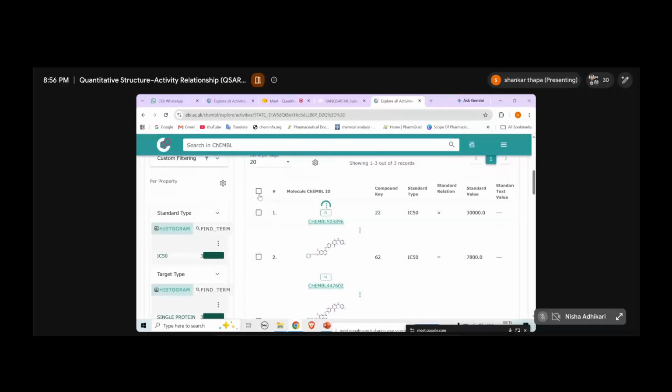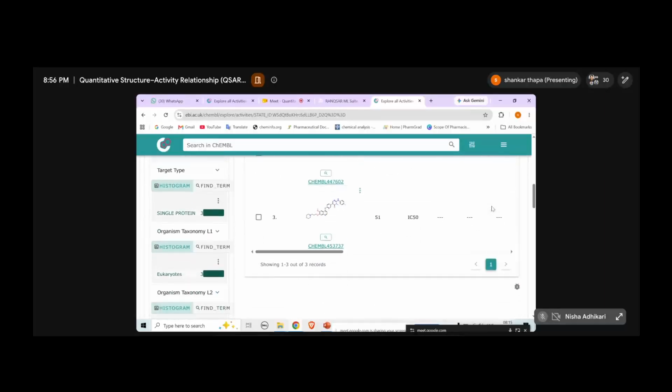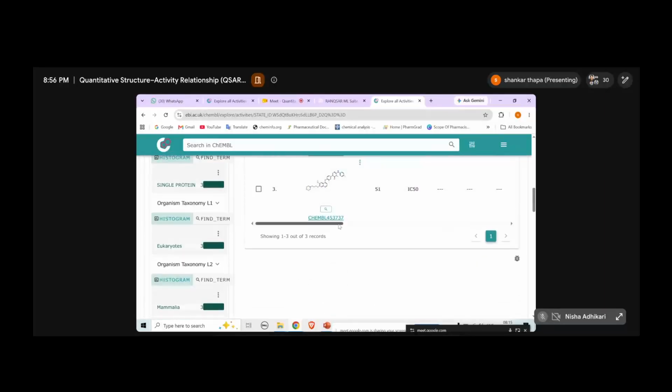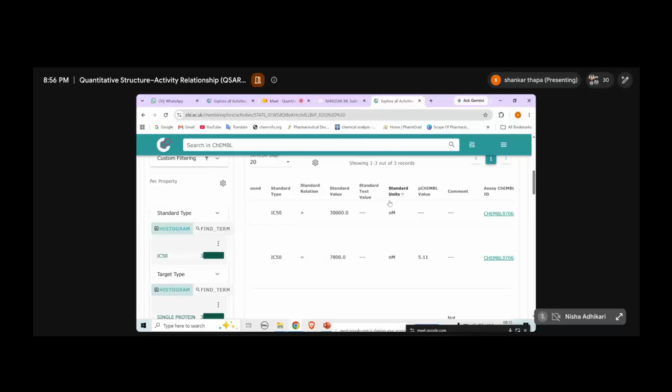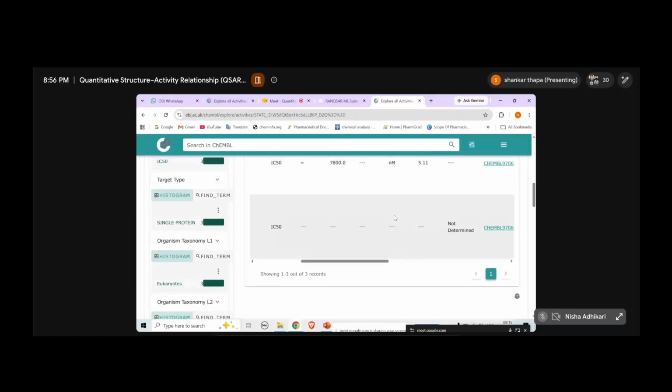So now you will choose these 2 compounds. Or accordingly, you can choose all the compounds. If you scroll to the right side, you can get other information also. So what is the other information? The unit. Always remember the unit should be in nanomolar. That is the most important thing. So this is the IC50 value, and the unit should be in nanomolar. These are all the things you have to check.